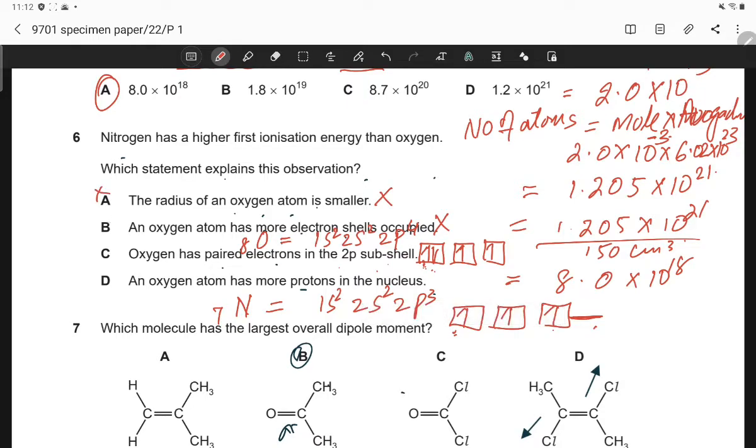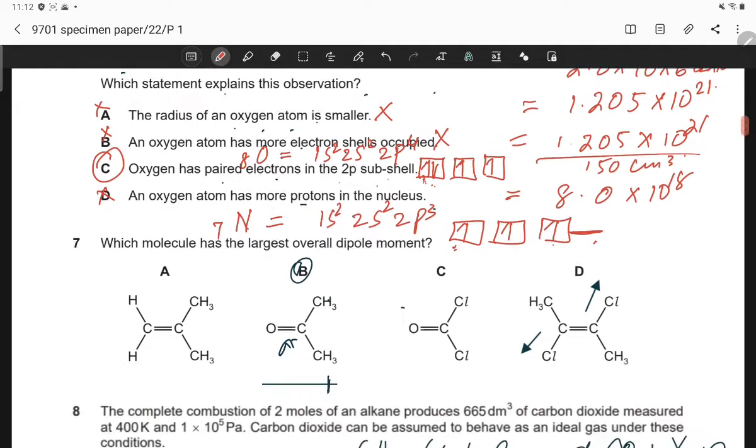So this is incorrect. Oxygen has paired electrons in the 2p subshell, this is the correct option. Oxygen atom has more protons in the nucleus? No, this is also incorrect.